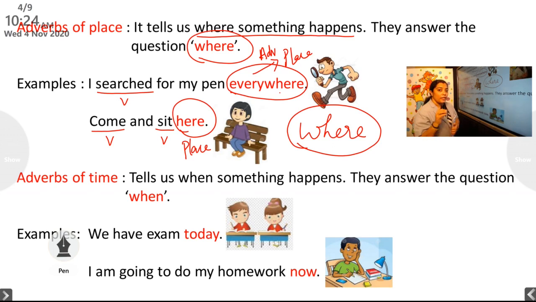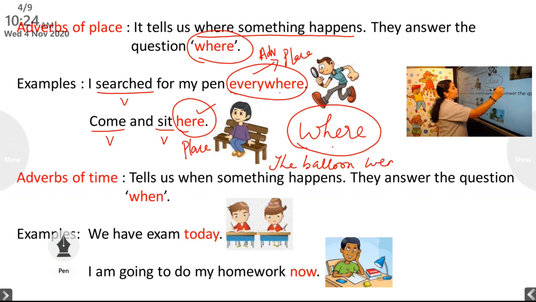Please come and sit here. You will ask the question, where should I come and sit? You should come and sit here. So here shows the adverb of place. Understood? So to find out the adverb of place, always remember which question word you will ask? Where. One more example I give.